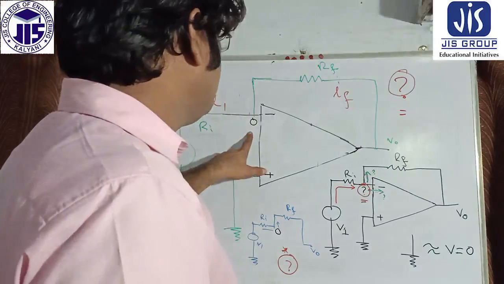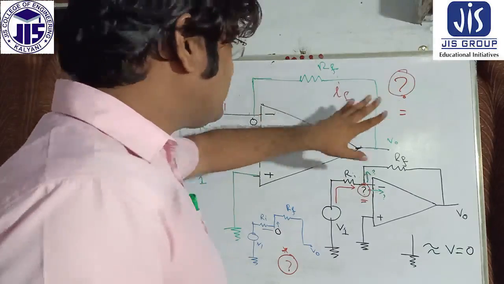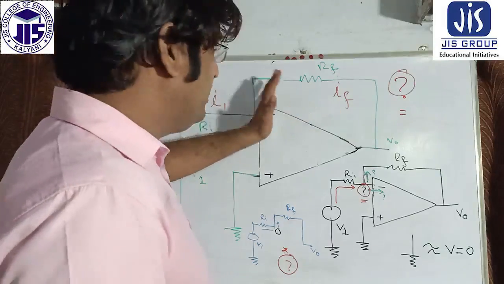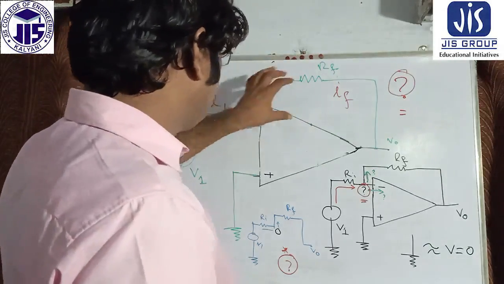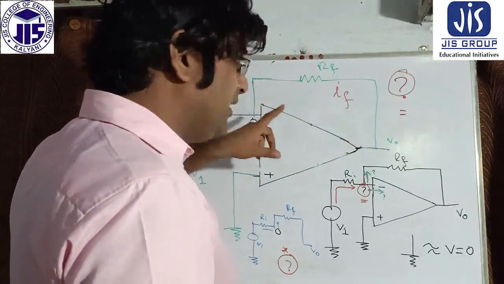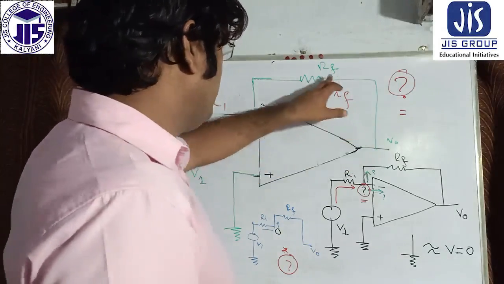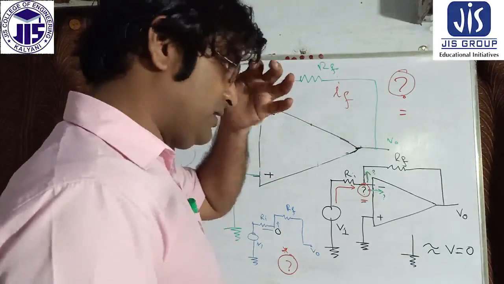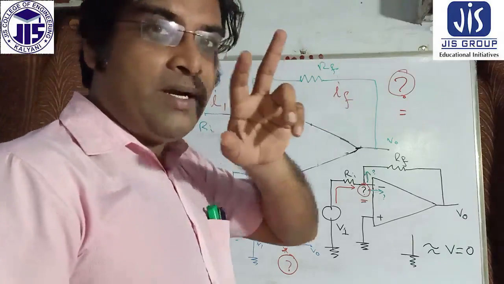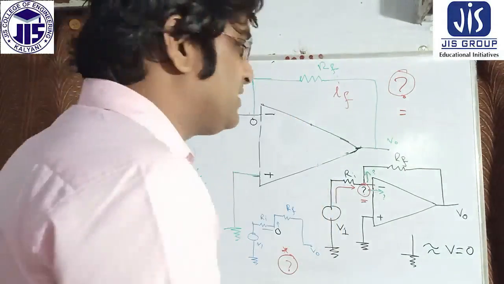You see there is a voltage of zero here, so these two currents must be the same, since current is not passing inside. The current is flowing through this path and through this path. So we can say these two currents are the same in magnitude, but they are in reverse directions.